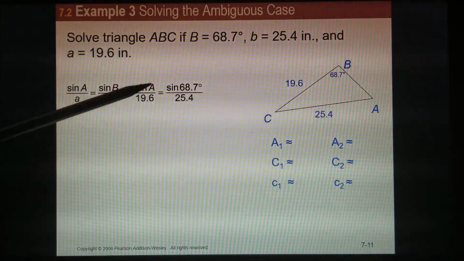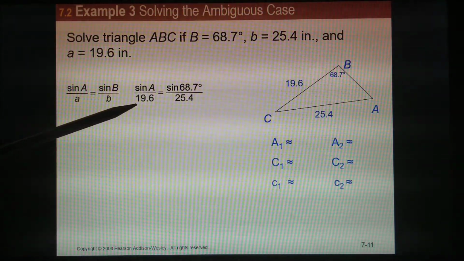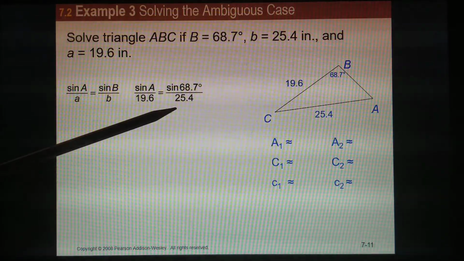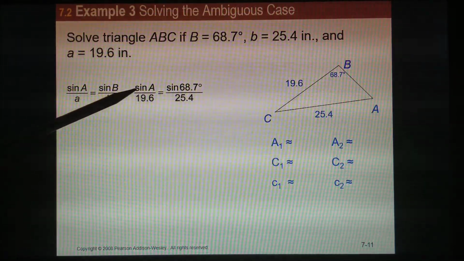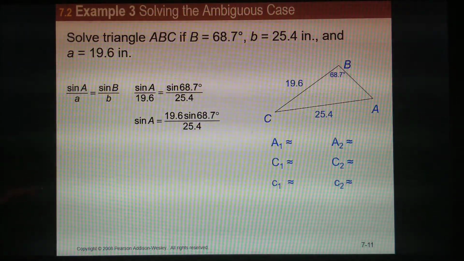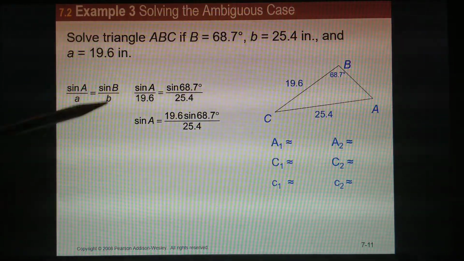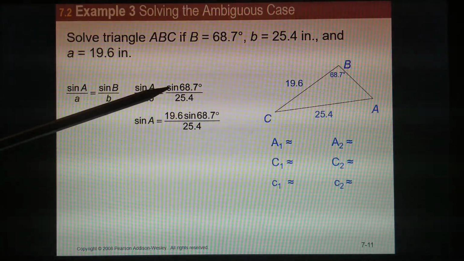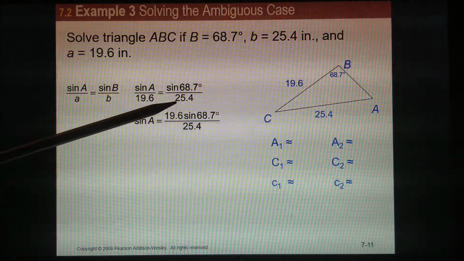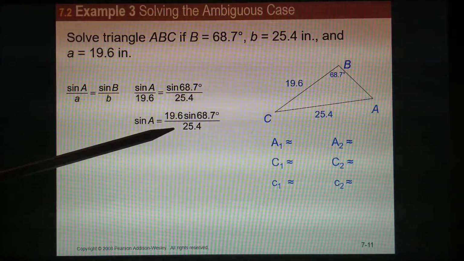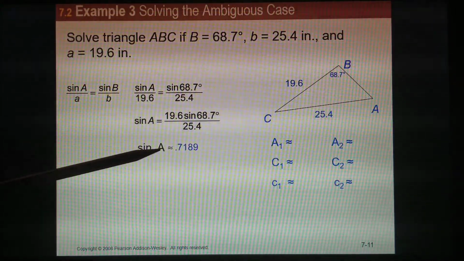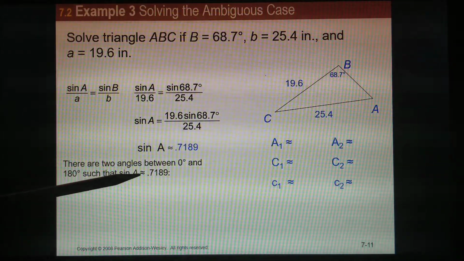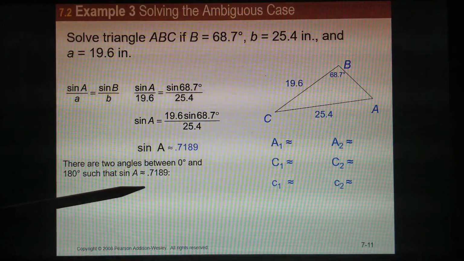All right, we cross multiply. I multiply these two, divide by 25.4, and then I have to take the inverse sine. That will give me the first possible angle A. So again, that was 19.6 times sine of 68.7 divided by 25.4. Now from here, I have to take the inverse sine of that answer, and that would be the first angle A.